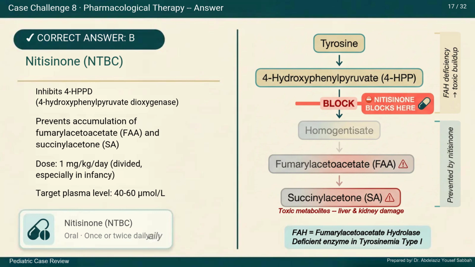Nitisinone is given orally, once or twice daily. It is important to note that nitisinone is not enzyme replacement therapy. The fumarate acetoacetate hydrolase enzyme remains deficient. Instead, nitisinone blocks the pathway above the deficient step, preventing toxic metabolite production but causing tyrosine to accumulate in the blood, which is why dietary restriction is also essential.